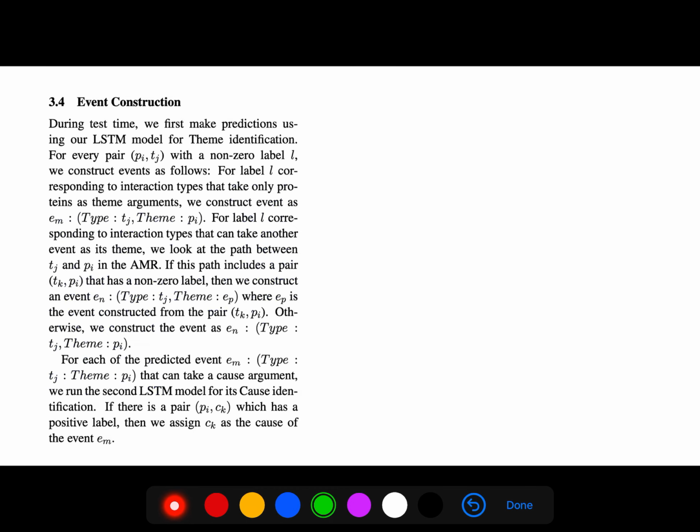But during test time, we first make predictions using our LSTM model for theme prediction. For every pair with a non-zero label, we construct events as follows. For label L corresponding to interaction types that take only proteins as theme arguments, we construct events as E sub m.